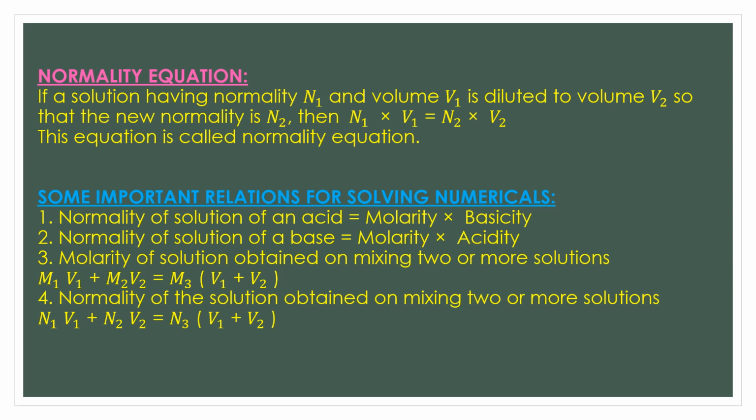Using this equation, suppose some questions are given on molarity for mixing two or more solutions. We have to find out M3, so directly we can calculate using this formula. Similarly for normality, the equation is N1V1 plus N2V2 equals N3 times (V1 plus V2), where N3 is the normality of the solution obtained on mixing two or more solutions.